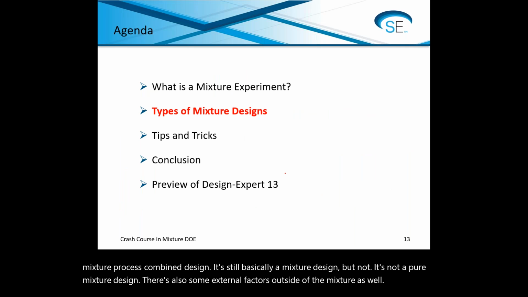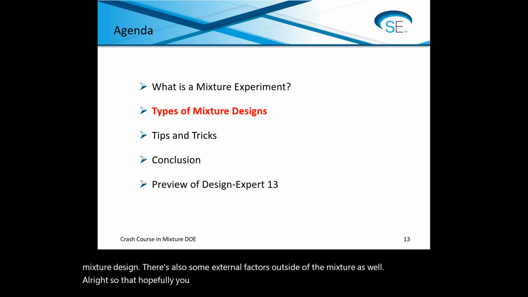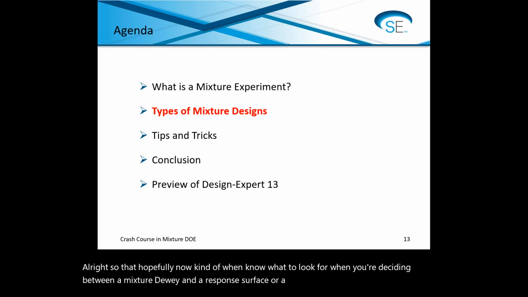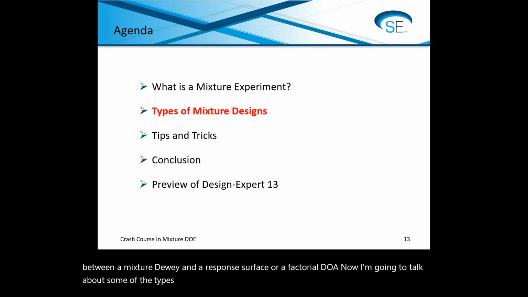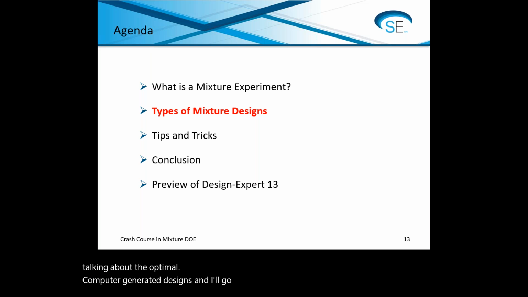All right, so hopefully you now know what to look for when you're deciding between a mixture DOE and a response surface or a factorial DOE. Now I'm going to talk about some of the types of mixture designs that you can use. Really, we're only going to be talking about the optimal computer-generated designs, and I'll go through an example from beginning to end to show you how this would be done.